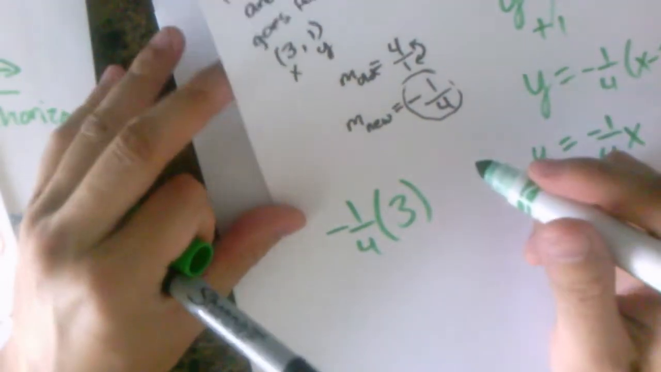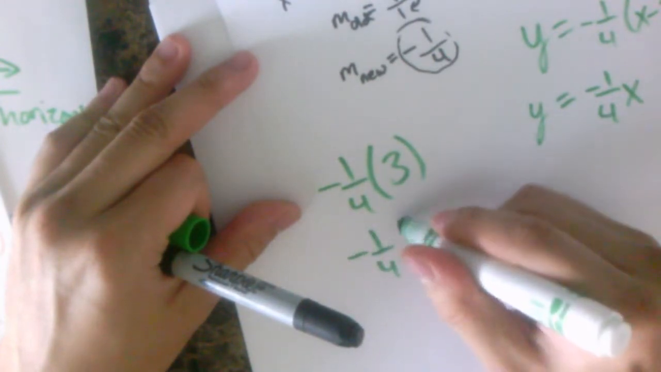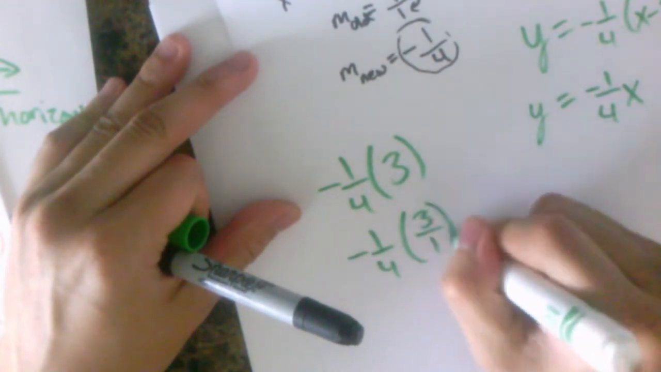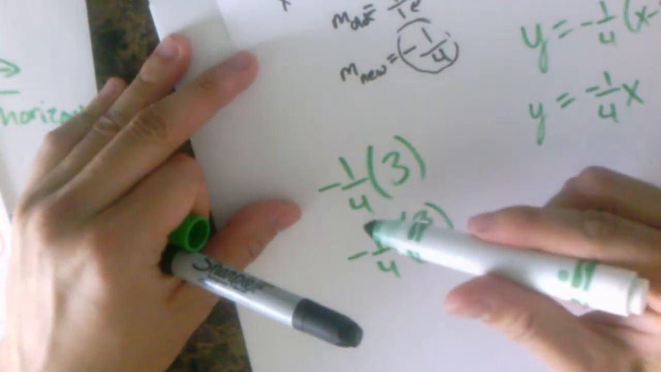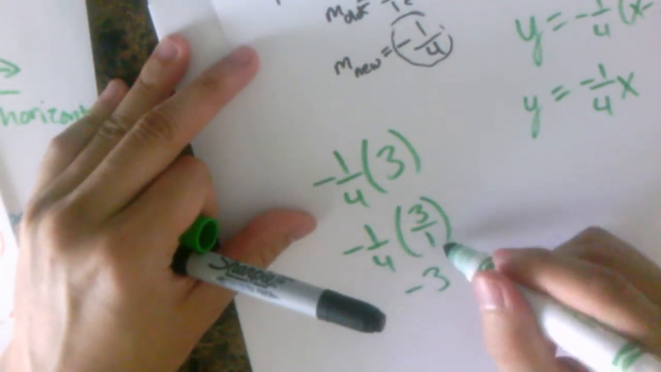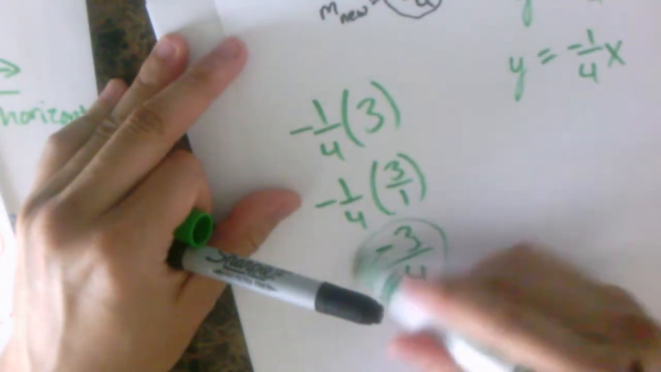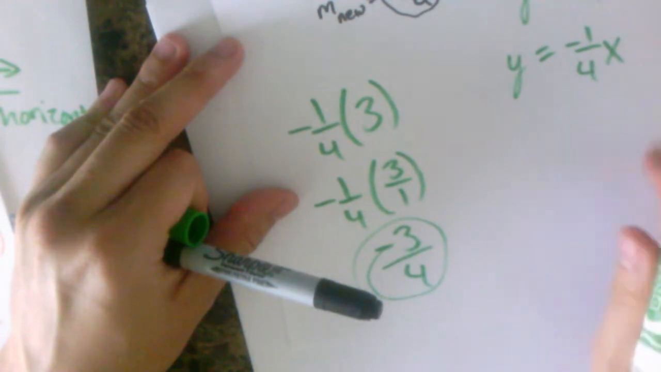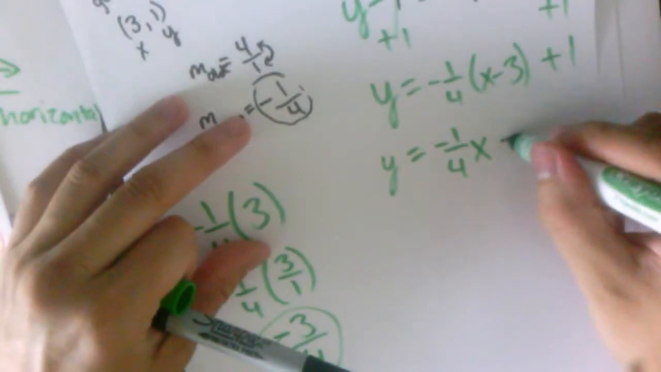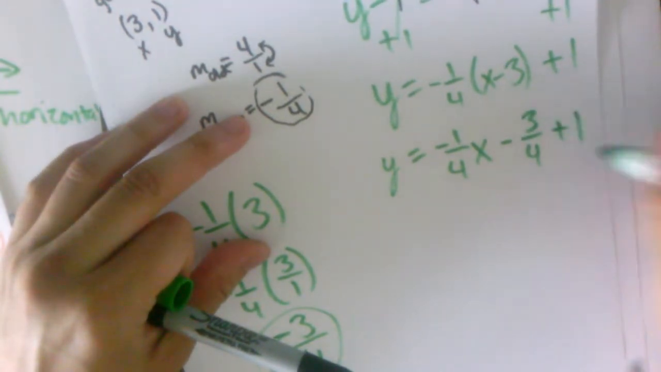If you need to, you can rewrite the whole number as a fraction. Negative 1/4 times 3/1. And then you're just going to multiply the top by the top, so negative 1 times 3, and the bottom by the bottom, 4 times 1. And that's it. And you would be done there. Let's plug that back into our equation over here. So minus 3/4. And then still plus 1.